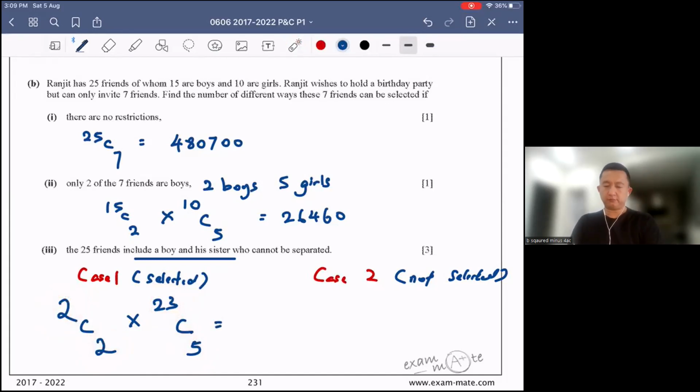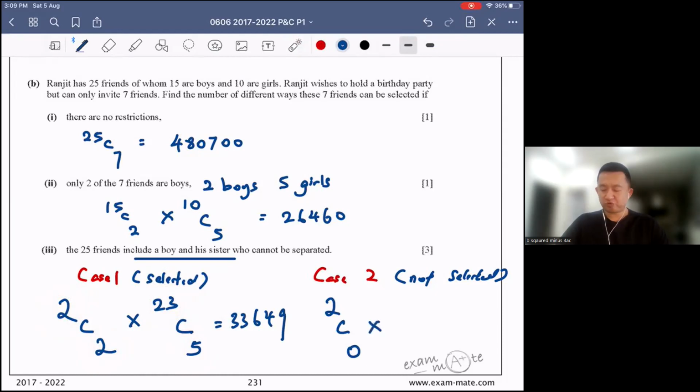Answer. 2C2 is just 1, so you can just ignore it. 33649. Good. Case 2, both of them are not selected, meaning to say 2 of them, you have to exclude them. None of them will be selected. 2C0. None of them will be selected.